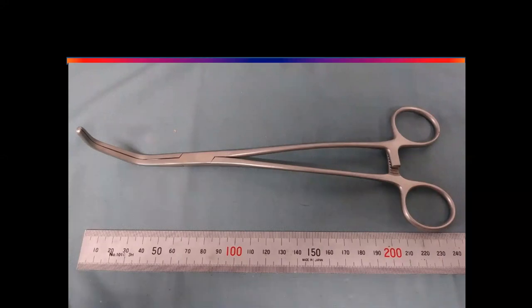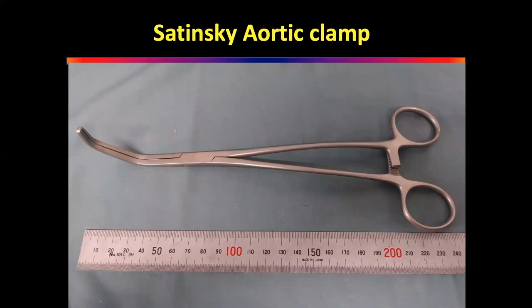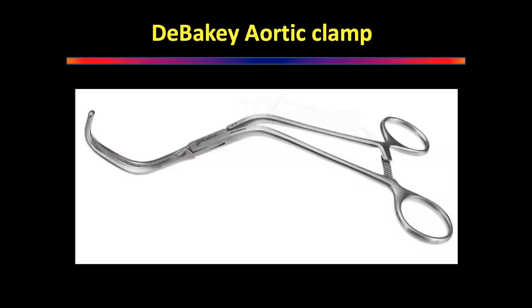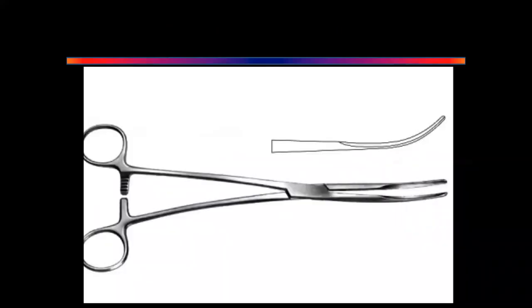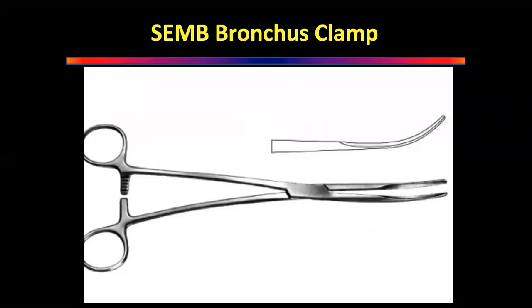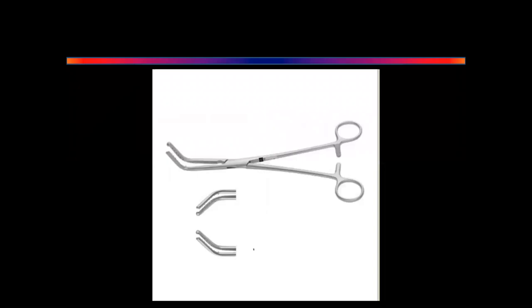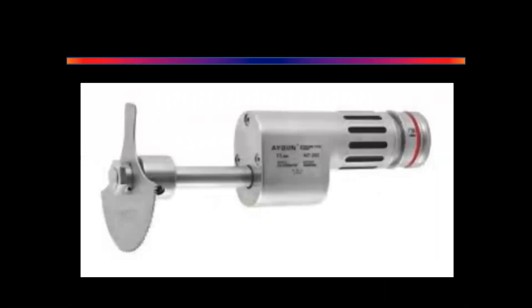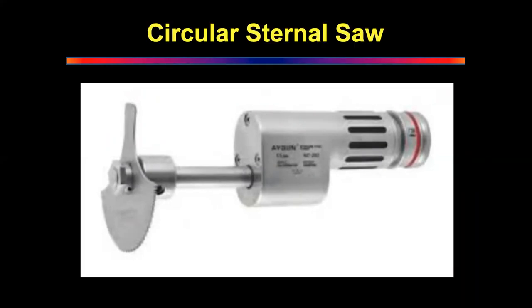Satinsky's aortic clamp. Okay, Dipak is aortic clamp. Sam is bronchus clamp. Sarot's bronchus clamp. Okay, it doesn't have a name, it's just a circular sternum saw.